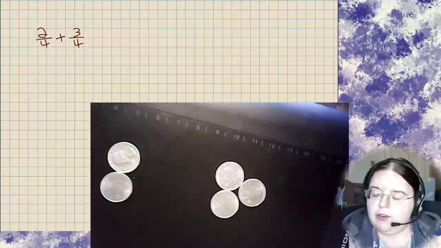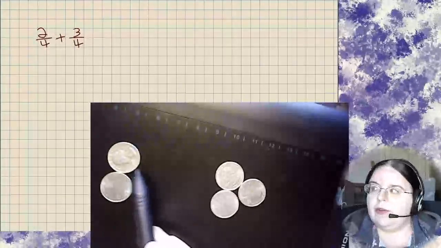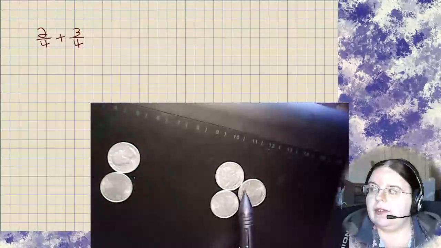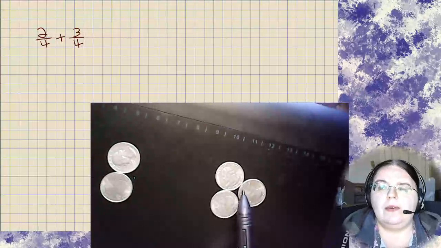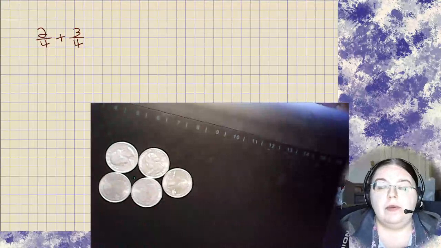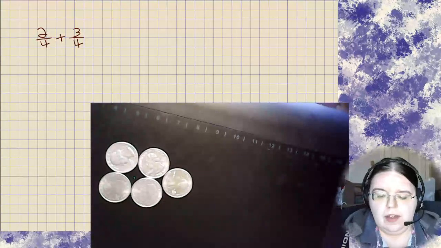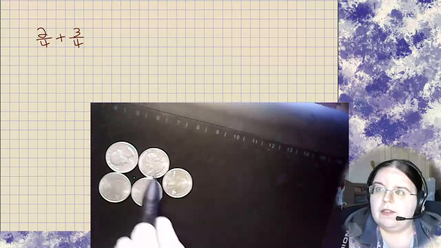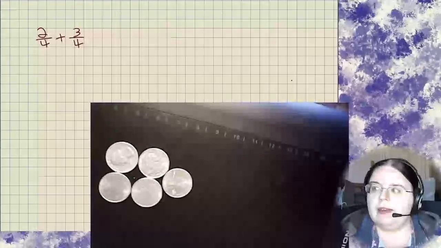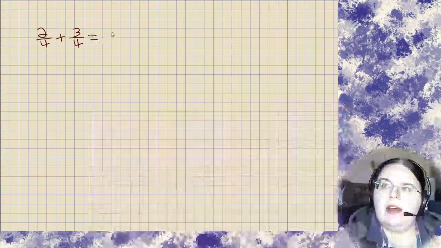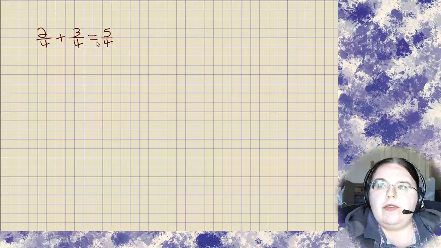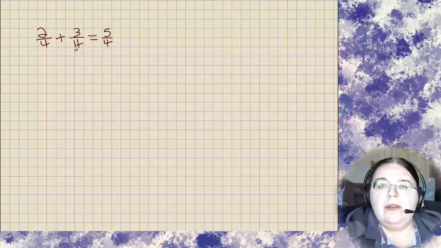So here I have 2/4, and over here I have 3/4. Now what I'm going to do is put them together. As you can see, I put together the 2/4 and the 3/4, and now the coins here are still quarters, but now I have 5 of them, so that's what I'm going to write down. So I have 5/4.